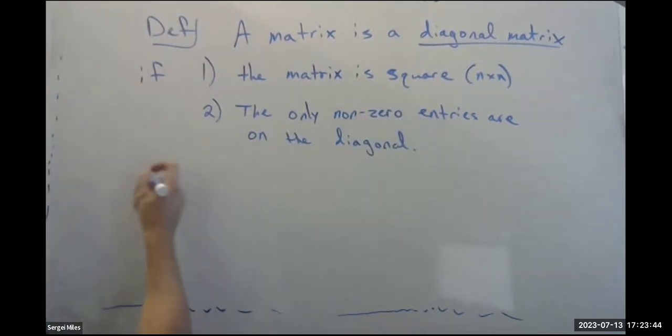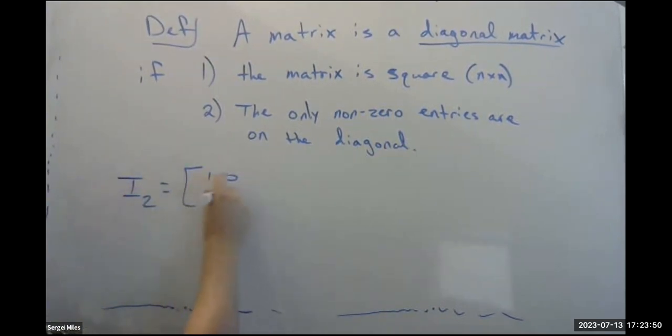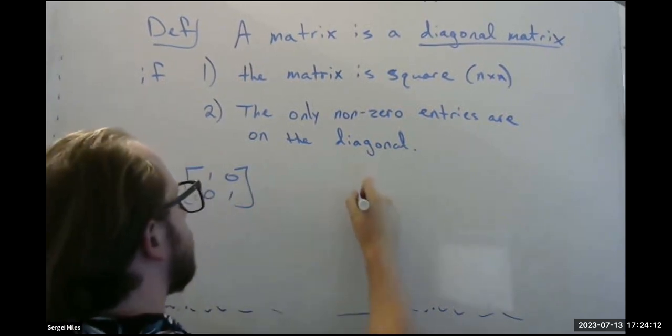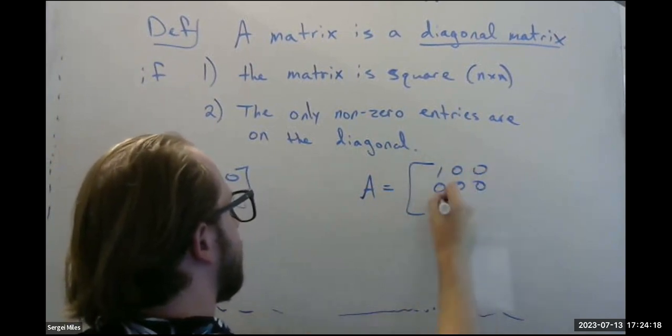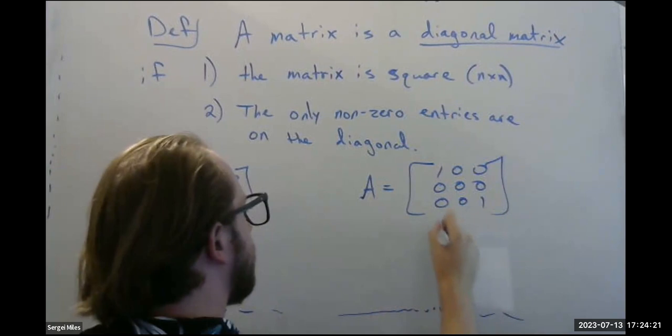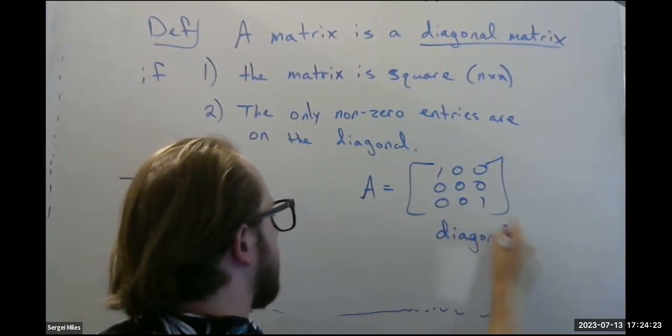What does this look like? Well, we've already seen the identity matrix. This is an example of a diagonal matrix. It has zeros everywhere that is not the diagonal, and the only place you find non-zero entries are on the diagonal. Now, of course, this doesn't say you have to have non-zero entries on the diagonal. It just says that's the only place for them to exist. So something like A equals 1, 0, 0, 0, 0, 0, 0, 0, 1. This is also a diagonal matrix.